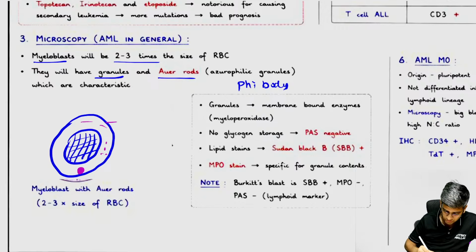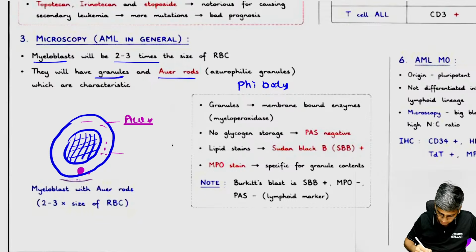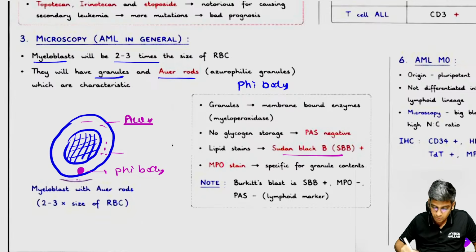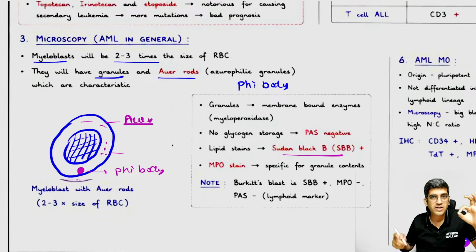That's all, right? So these are Auer rods. Auer rods are nothing but the same lysosomal granule content, primary acidophilic granules, that's all, right? And the granules will be there, and these are darker granules which are Phi bodies. Okay, these are PAS negative because they don't have glycogen, they have been used up here. They are SBB positive. Reason, the granules have lipid membrane. SBB, Sudan black, they are positive.